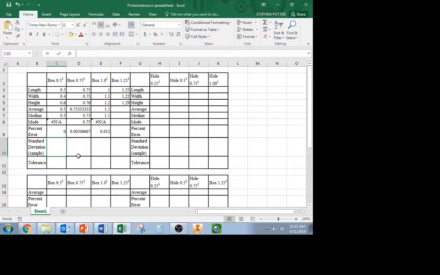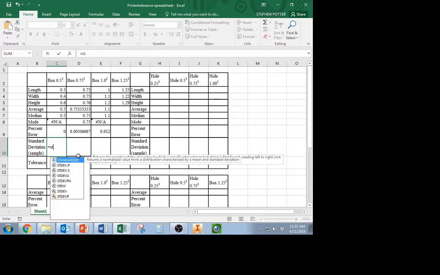So we're going to do equals and then start typing in standard deviation, and we've got two options. We've got P or S. P stands for population and S stands for sample. So P for population, that represents all of the known values for whatever you're measuring, and then a sample would obviously just be a sample of the population.